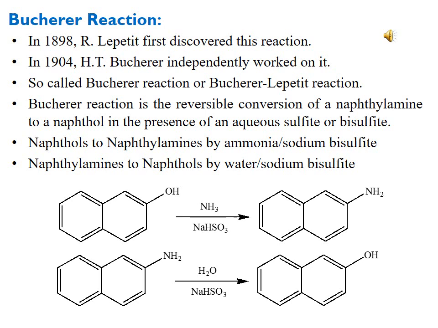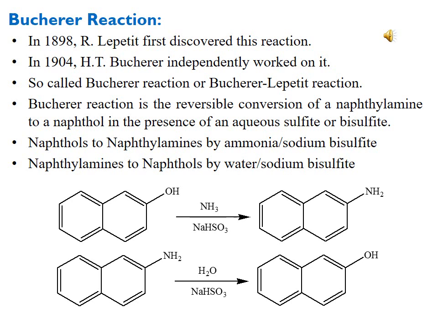In 1898, Lepetit was the first to discover this reaction, but he didn't explain it in a broad or deep way. But in 1904, Bucherer independently worked on this reaction and completely described the mechanism, the formation, and the conditions of this reaction from naphthol to naphthylamine and then back from naphthylamine to naphthol. So this reaction is known as Bucherer reaction, or sometimes the Bucherer-Lepetit reaction, but mostly it is known as Bucherer reaction.